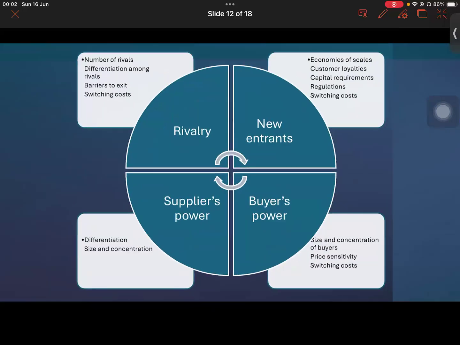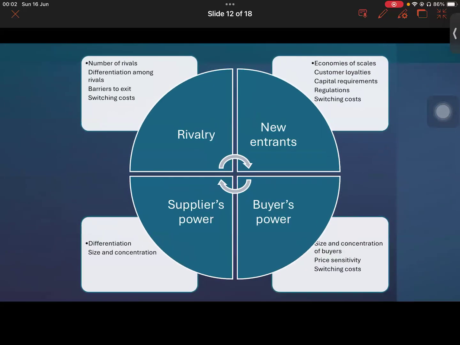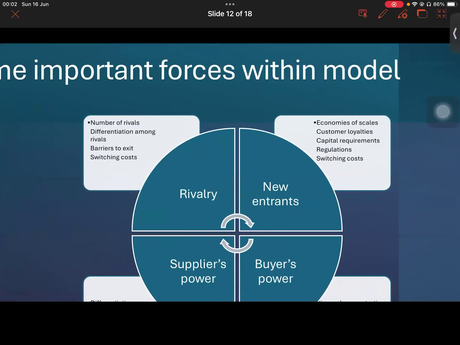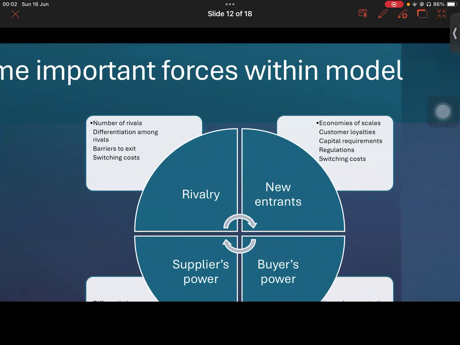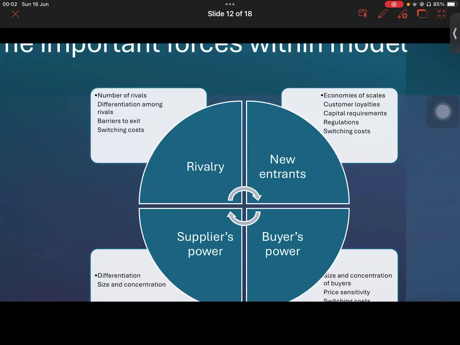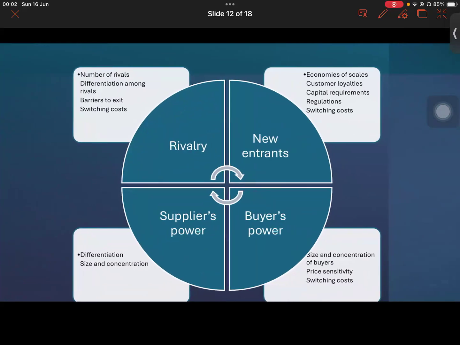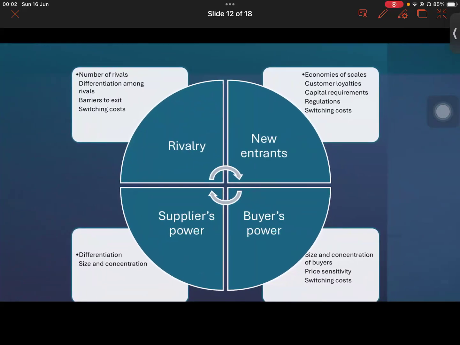And within each force, they have different determinants. The different thing is that not every CIPS student studies economics, or has some background in business management before. So some of these terminologies could be unfamiliar to them, something like the barrier to exit or the economy of scale. There are different terminologies, and it could cause some confusion for CIPS students.